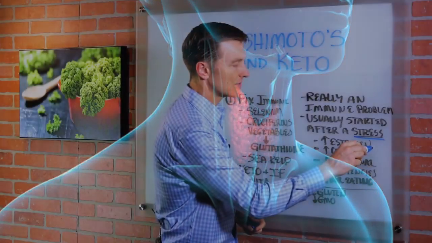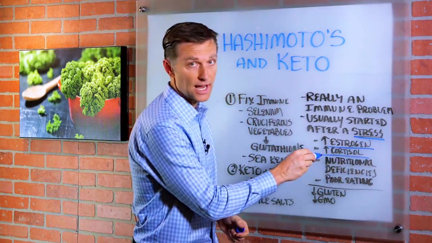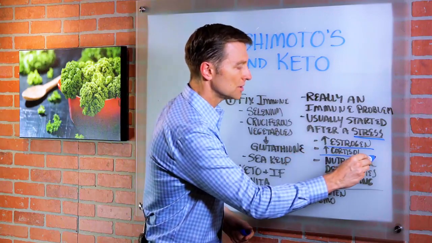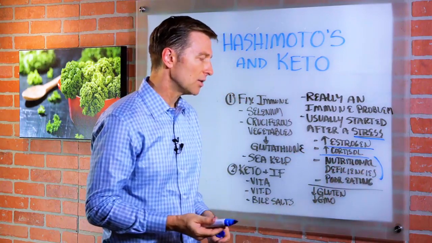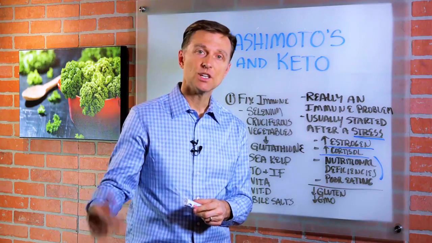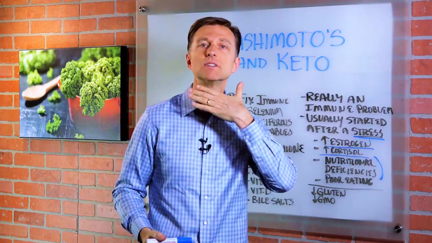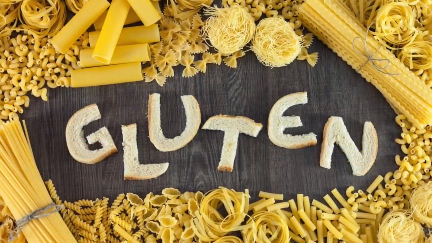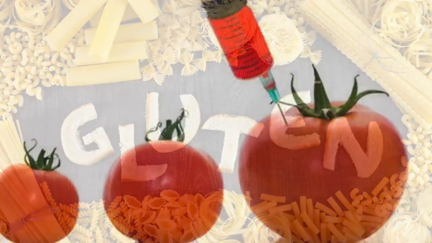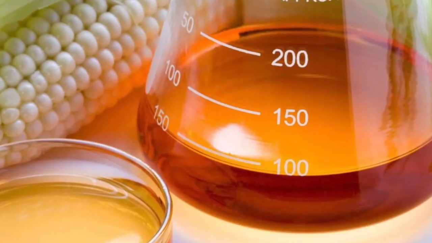Number one, high levels of estrogen can weaken the thyroid. High levels of cortisol, that's stress, can weaken the thyroid. Nutritional deficiencies can weaken the thyroid. Consuming junk food can definitely weaken the thyroid. Radiation can weaken the thyroid. So let's say you're getting some dental x-rays, but you're not shielding your thyroid. That's one possibility. Gluten can affect the thyroid. GMO foods can affect the thyroid, like soybean oil or corn oil.